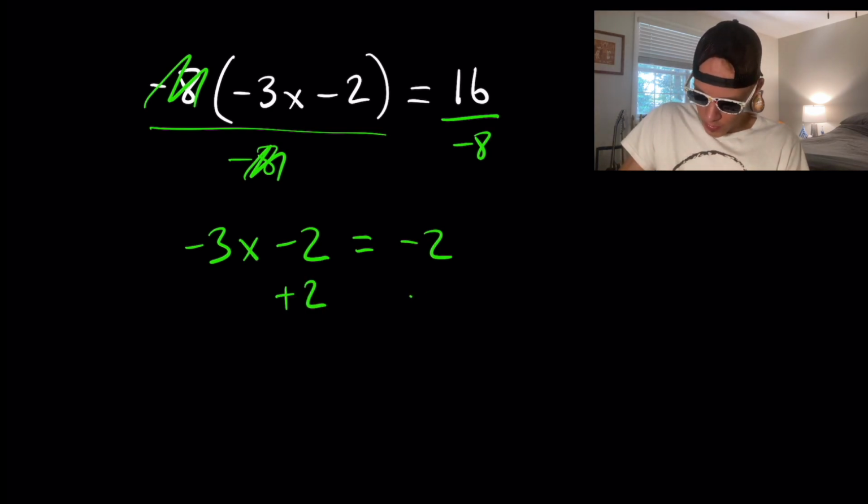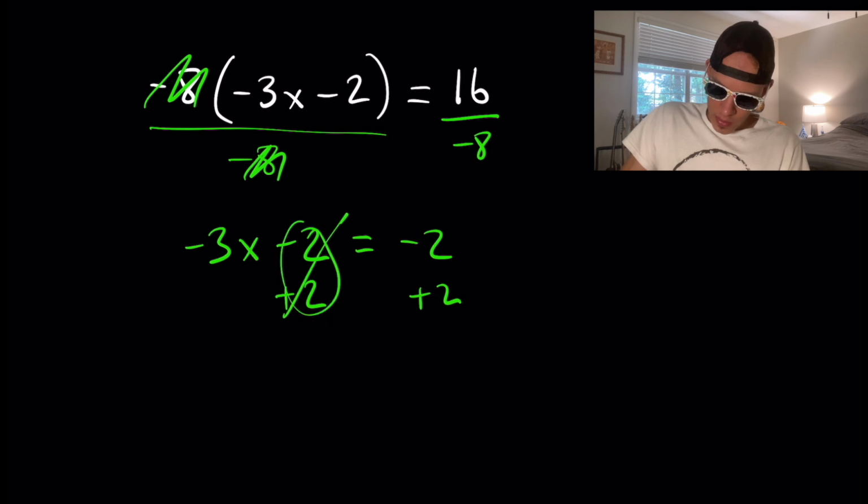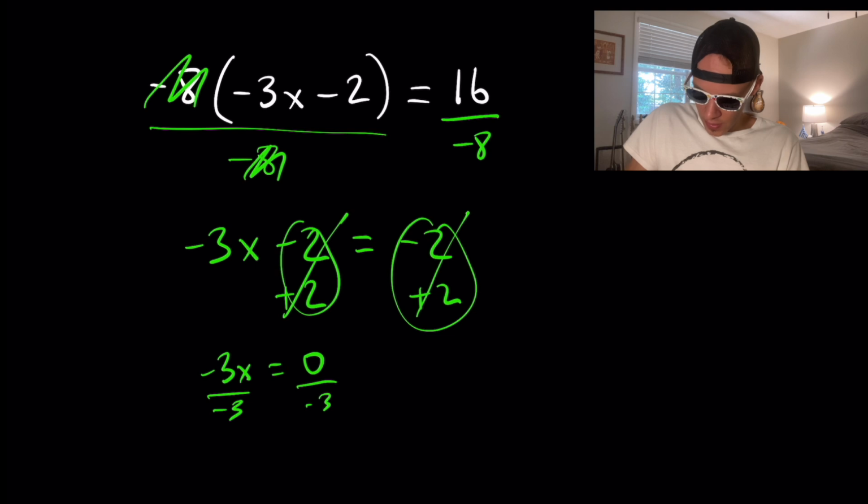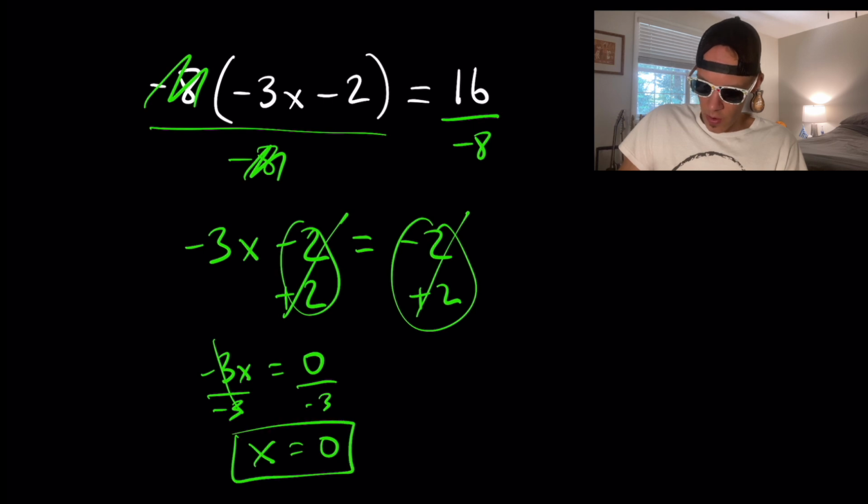So I'll go plus 2, plus 2. These will cancel, and it just so happens that these will also cancel out and give us 0. So we'll have negative 3x is equal to 0. I'll divide both sides by negative 3 to undo that multiplication by negative 3. Those cancel, and I'll be left with x is equal to 0.